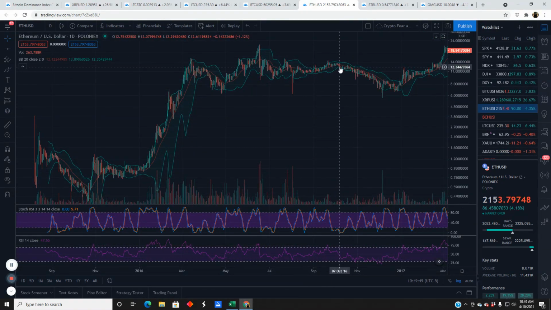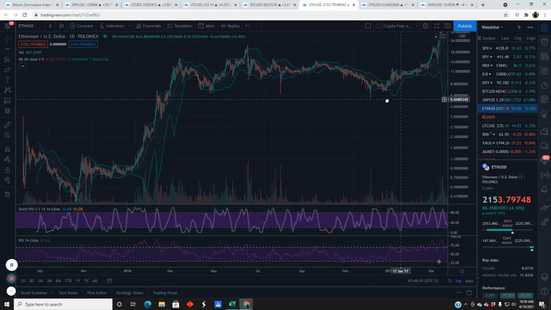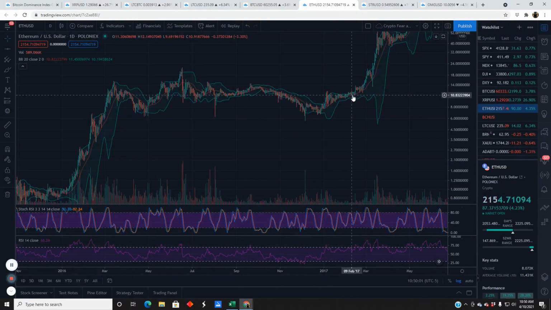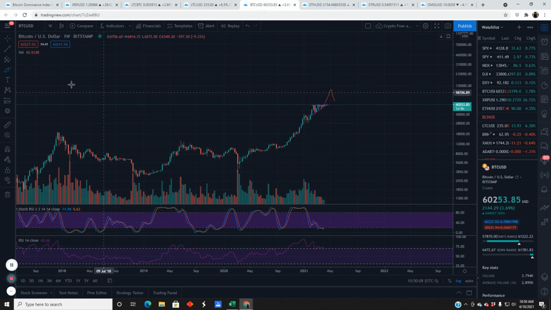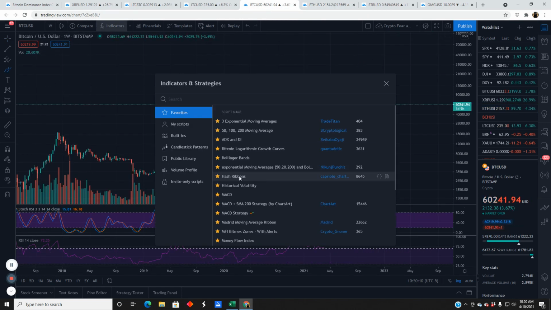So like right here, we had a pinch here and then it broke down. But since this didn't curve up, the move wasn't super dramatic. It took a while for it to drag down. And then right here, both started opening. Let's look at Bitcoin.